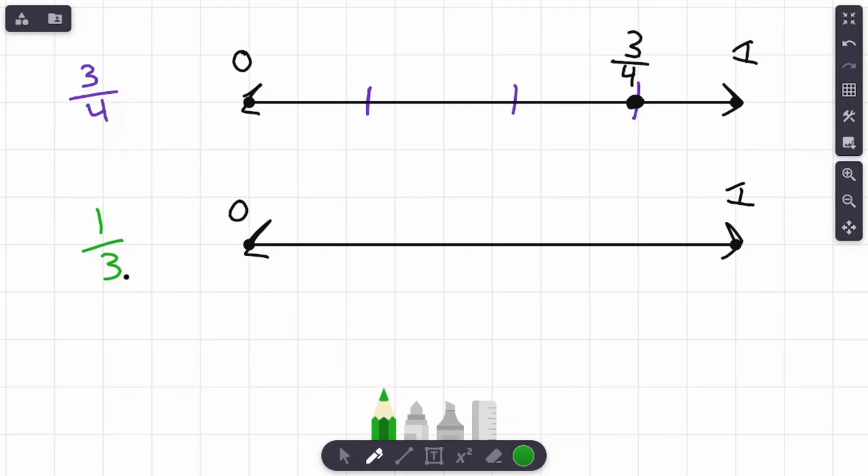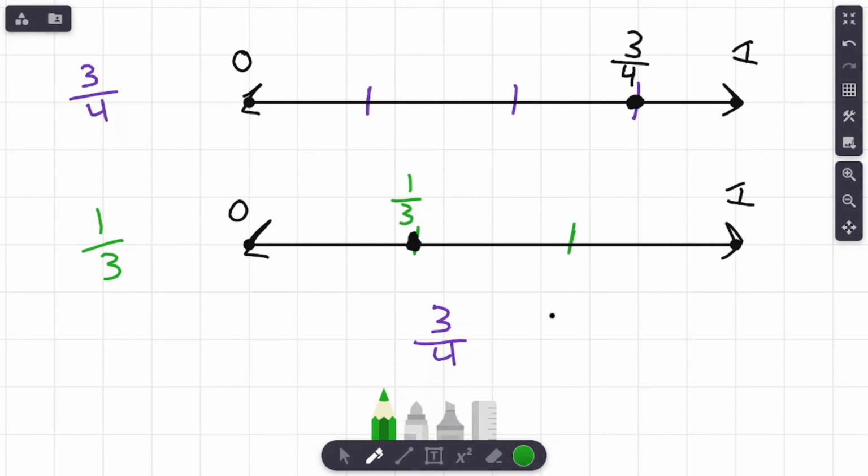All right. Now let's do our fraction 1/3. Here we go. So 1/3, our denominator is 3. We need to divide this into 3 equal parts. So here's my first part, second part, and my third part. All right, let's mark where 1/3 is going to be. We start at 0. We're going to go over 1 section. 1, put our point, and that is going to represent 1/3. All right, what are you noticing? What are you noticing about 3/4 and 1/3? What are you noticing between the two of them?